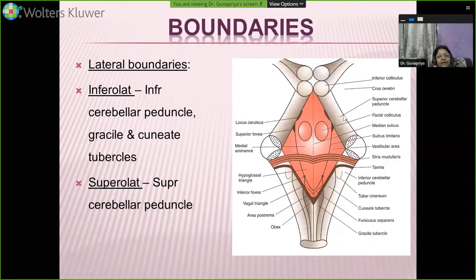Superior cerebellar peduncle connects the midbrain with the cerebellum. Inferior cerebellar peduncle connects the medulla with the cerebellum. This will also be the region of the middle cerebellar peduncle, but that's not forming a boundary; I just mentioned it incidentally. To reiterate, the inferolateral boundary is formed by the dorsal surface of medulla, which includes the inferior cerebellar peduncle, gracile tubercle, and cuneate tubercle. The superolateral boundary is formed by the superior cerebellar peduncle.